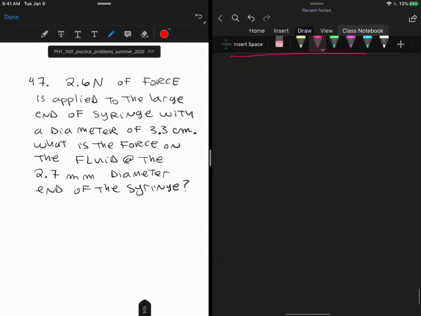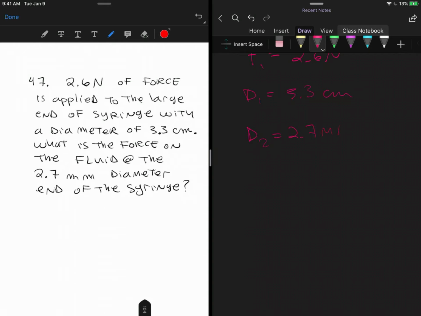All right, so let's write down what we're given. So we have 2.6 N, so that's going to be a force. We have a diameter, let's call that D1, and let's call that force F1. And so we're given a diameter of 3.3 centimeters. And we're trying to find the force on the other side, and we're given the other diameter, 2.7 millimeters.